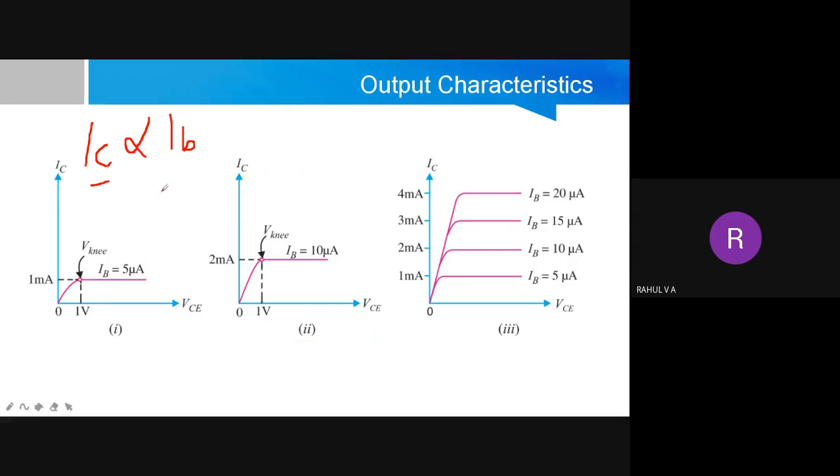Then we will take different readings by changing the value of IB. So finally, if we plot for different values of IB, that is 5 microampere, 10 microampere, 15 microampere, 20 microampere, we will get different plots. There, if you note down, the value of IC is almost proportional to IB. It is not dependent on VCE.